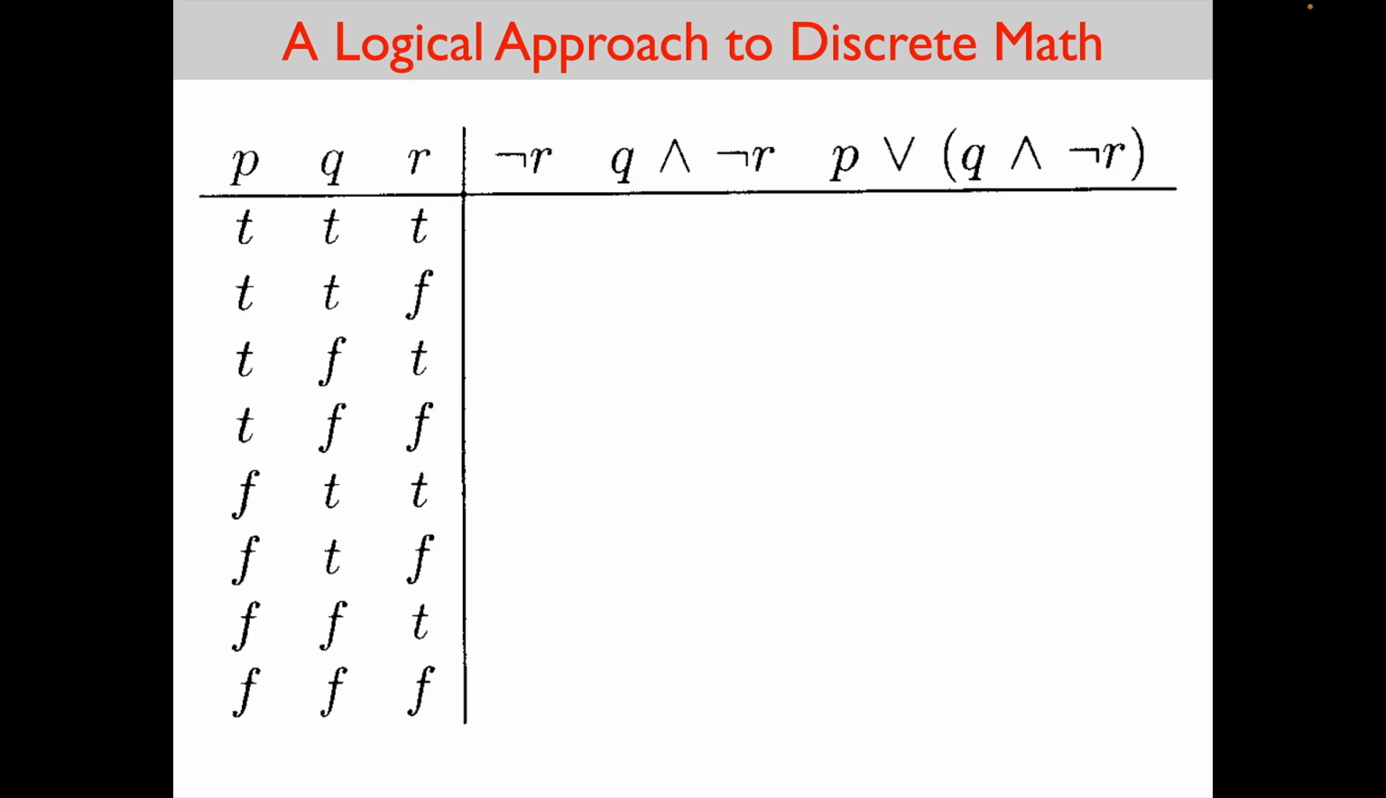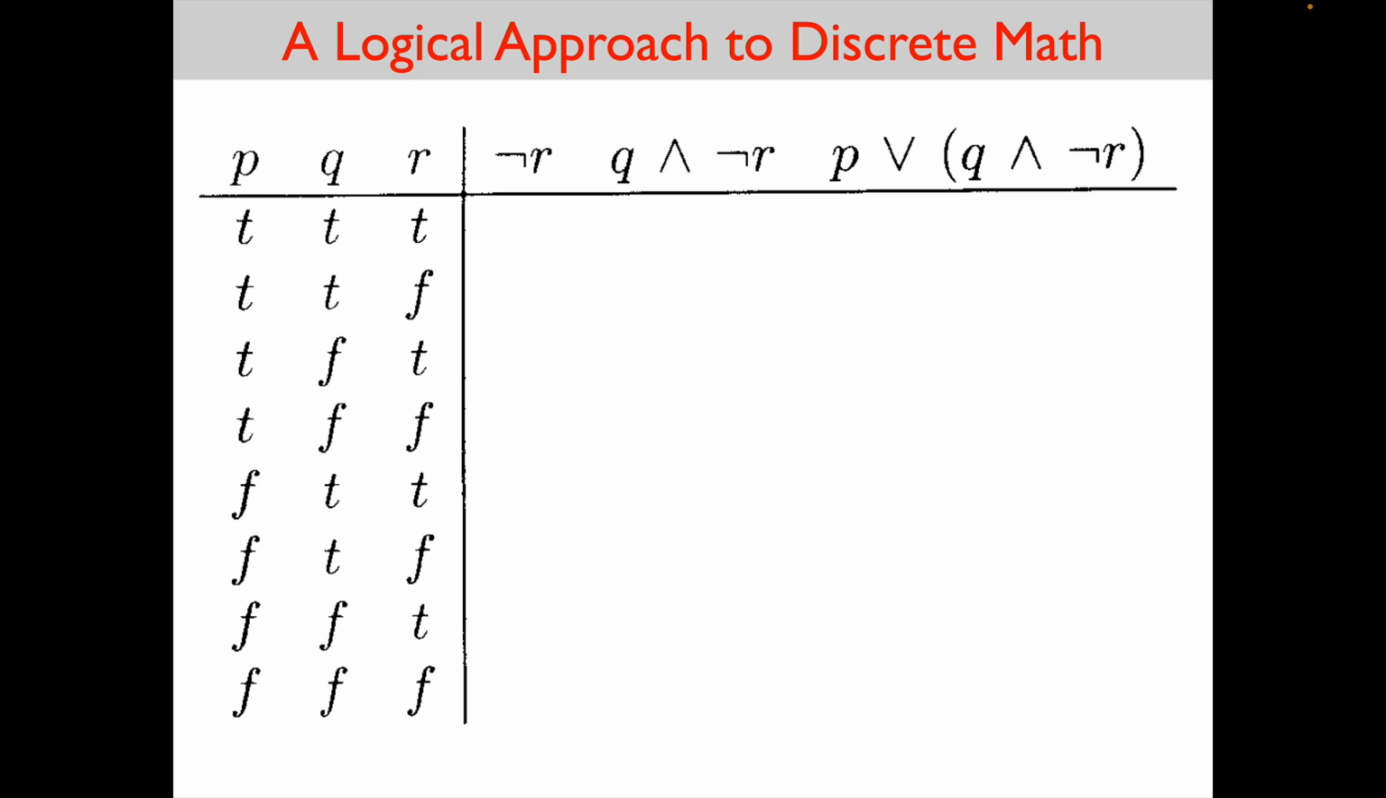Okay, so now what happens if you have a more complicated Boolean expression that has combinations of and, or, and not? Let's take a look at this table. This is right out of the textbook. The expression in the third column on the right has P or, in parentheses, Q and not R. And the question is, what is the truth table for this entire expression?